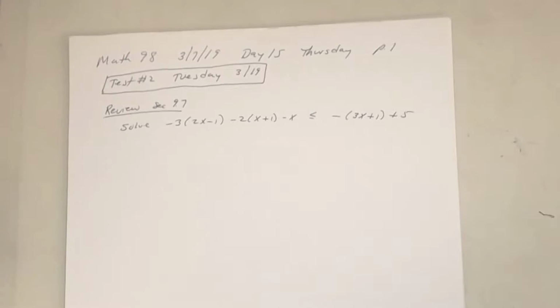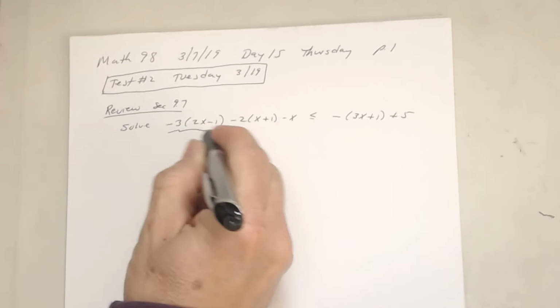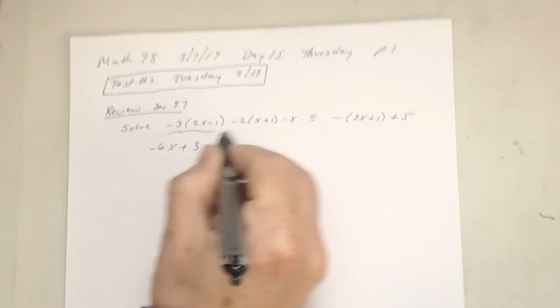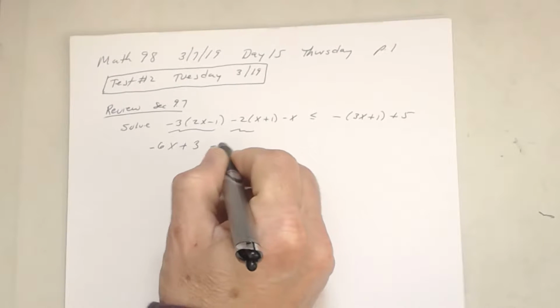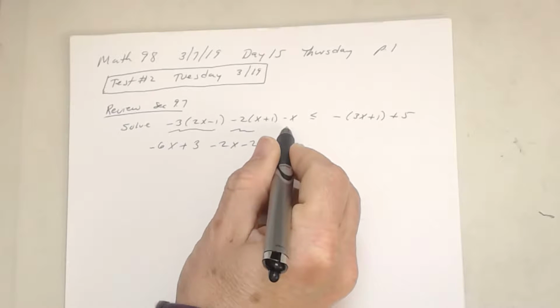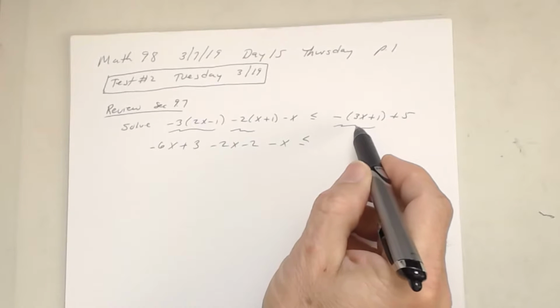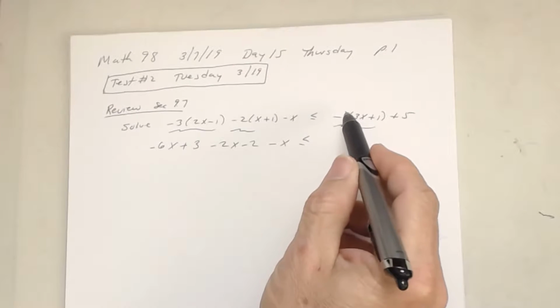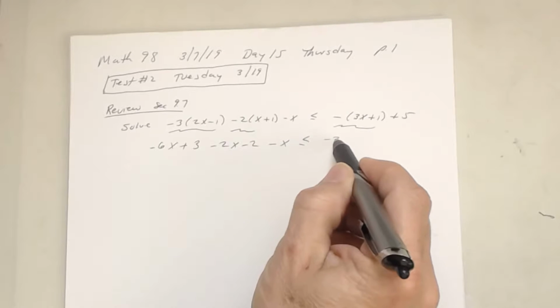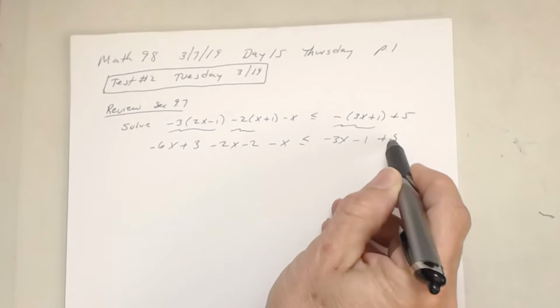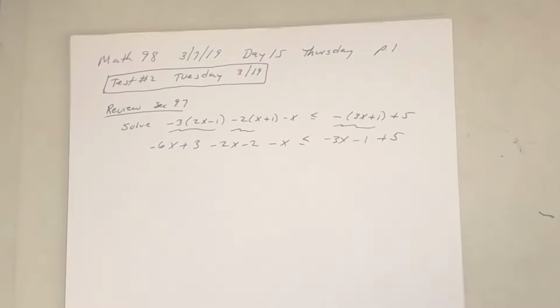All right. So in the second test, if you had this, what would you do first? Okay, so use distributive property. And so this right here becomes what? Negative 6x plus 3. And then what about this? All right. And then minus x is less than or equal to. Now what does this become? So you're distributing a negative 1. So negative 1 times 3x is negative 3x, and negative 1 times positive 1 is a negative 1, and then plus 5. All right, so that'll be the first step. What's the next step?